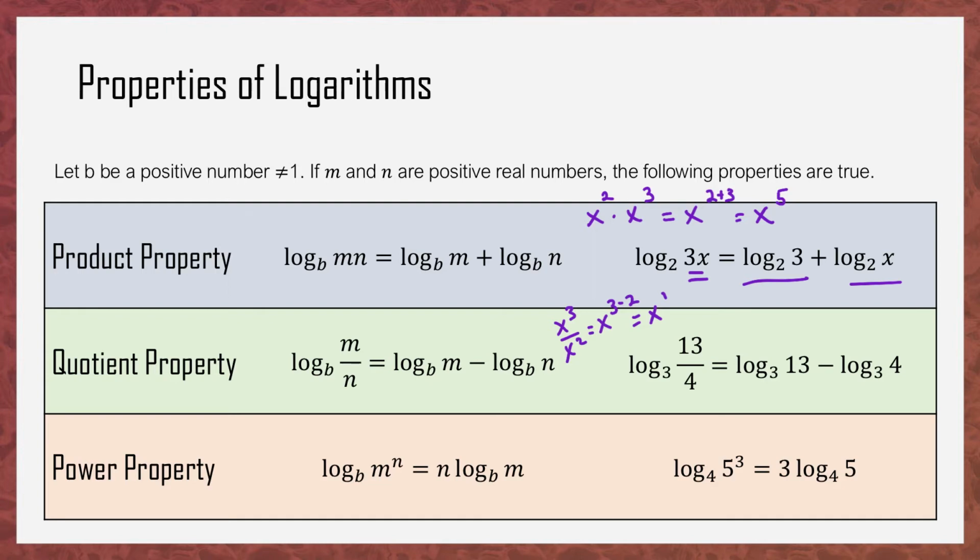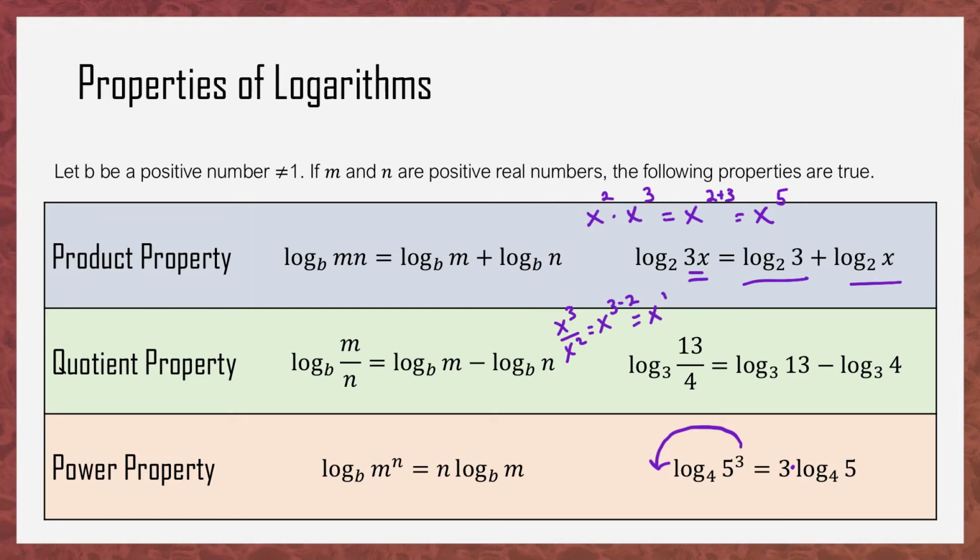And let's see how that works out with actual numbers. Log base 4 of 5 to the third. This 3 being an exponent can be written in front, 3 times, that means times, log base 4 of 5. So the exponent actually becomes multiplied in front of the log base 4 of 5.